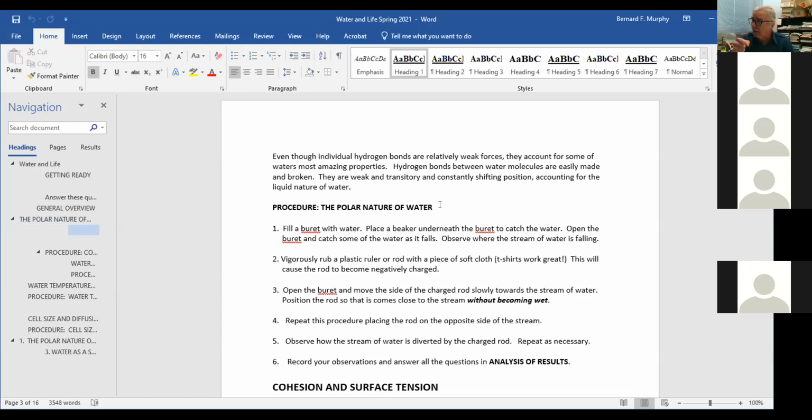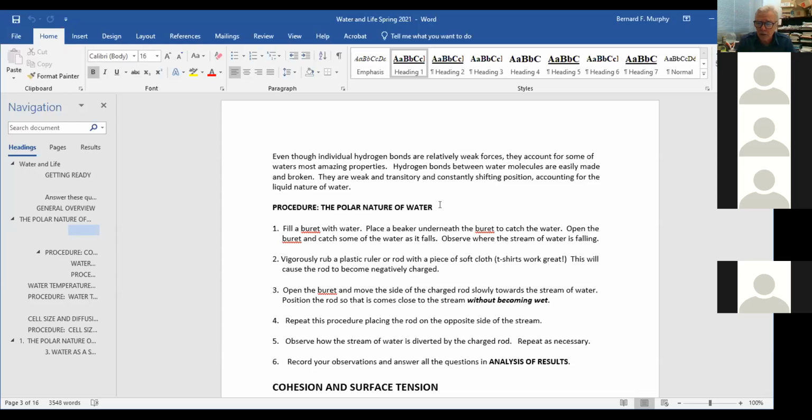You take a glass rod or, better even, a plastic rod, and we give you a piece of felt, and you rub the rod with the felt. And in doing so, you would impart a negative charge to it. So then you open up the valve on the burette and you let the water flow into the beaker. And you bring the rod close to where the water is leaving the burette. And what happens is you'll see the water will move toward the rod. It'll be attracted to the rod.